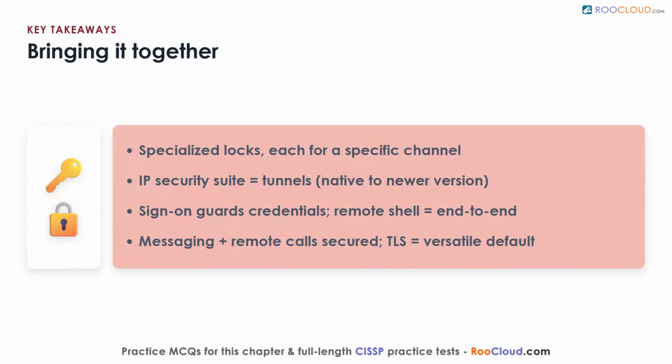So let's bring it together. Secure communication protocols are specialized locks, each shaped for a specific channel. The Internet Protocol Security Suite builds encrypted tunnels on the addressing layer, native to the newer address version. The single sign-on protocol protects credentials across many services, while the remote shell protocol wraps logins, transfers, and tunnels in end-to-end encryption. The messaging protocol secures voice, video, and text. And the secure remote procedure call guards program-to-program calls. And transport layer security is the versatile default that replaced the older sockets layer. Match the protocol to the channel, and no conversation travels exposed.